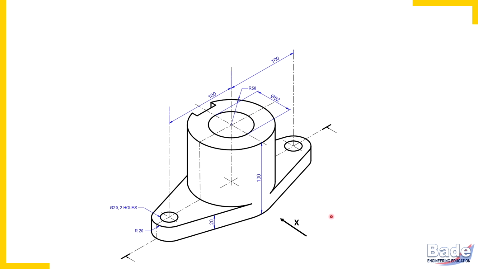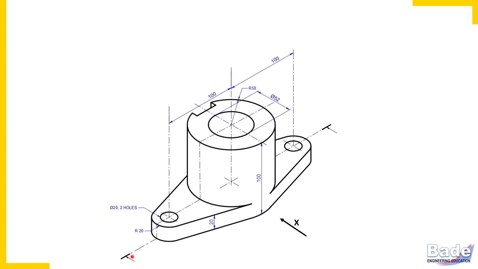This arrow here suggests the front side. So on the back side there is a vertical slot. So in the bird's eye view we have divided this object into portions.